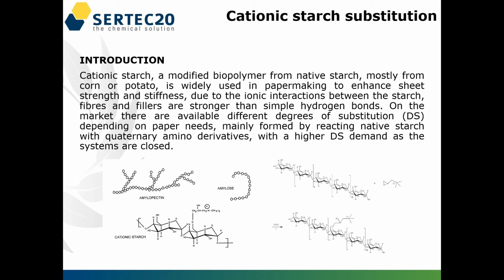As you can see in the images, cationic starch is formed by reacting native starch with quaternary amino derivatives. On the market there are available different degrees of substitution depending on paper needs.